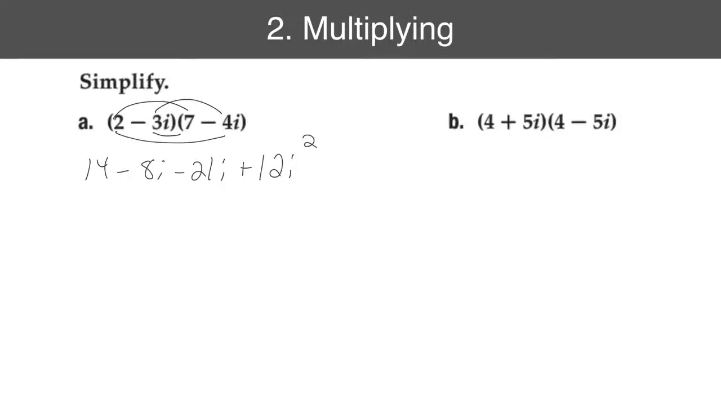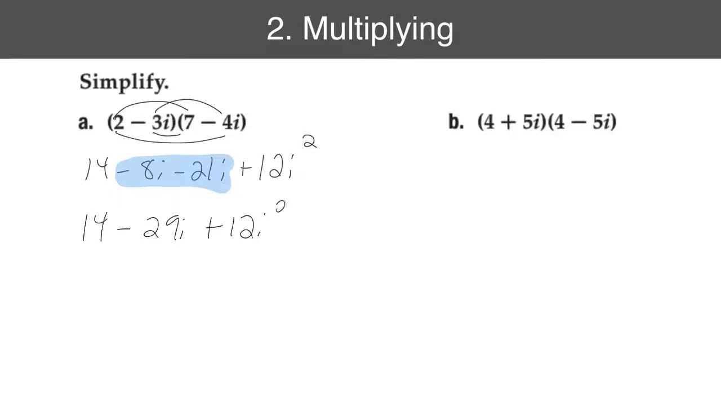Now what we have here is 14 minus 8i minus 21i plus 12i squared. So then we need to do some simplifying. The first thing we're going to do is put together our i's right here in the middle. So we have -8i minus 21i, which would come out to be 14 minus 29i plus 12i squared.